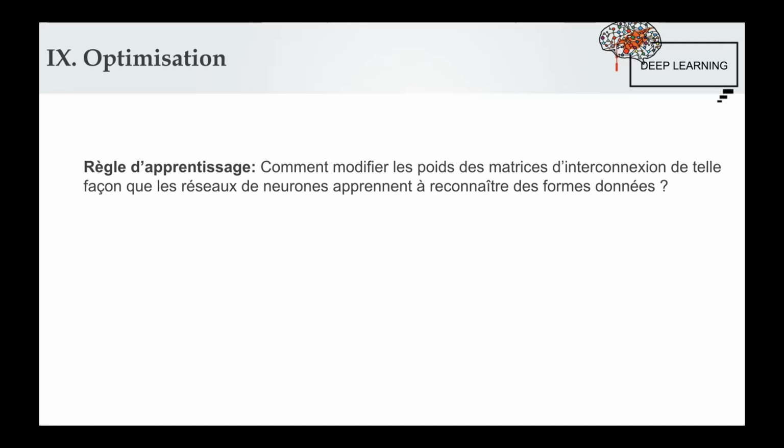Le problème, c'est comment modifier les poids et matrices d'interconnexion. Et la réponse à cette question, c'est que la modification doit se faire soit par essai-erreur ou par les méthodes de gradient. Donc là, ici, on va parler de la méthode de gradient dans notre algorithme de backpropagation. Donc, c'est un peu comment ça se passe.